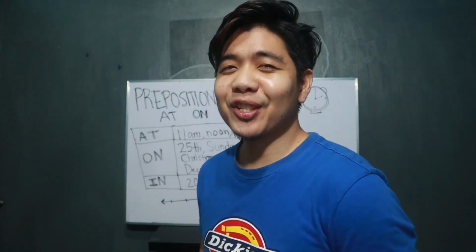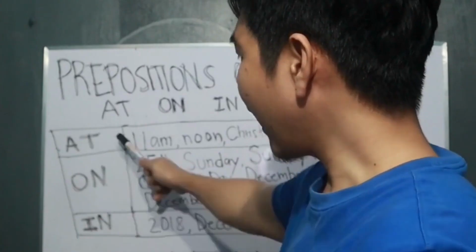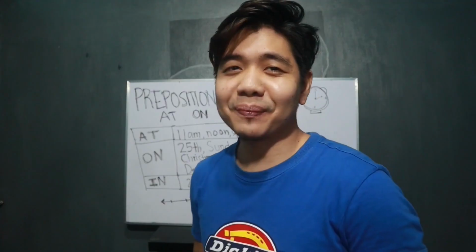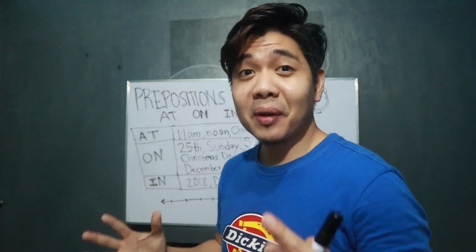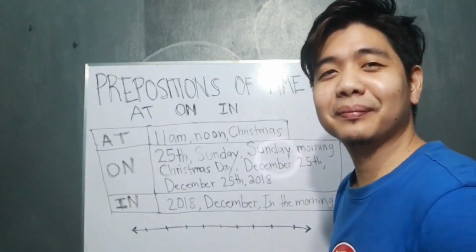So ito yung words and phrases na lumabas sa brutal police interrogation kanina. Charan! Bakit kaya natin ginamit yung at, on, in for these words and phrases? Let's find out sa pamamagitan ng ruler na ito.